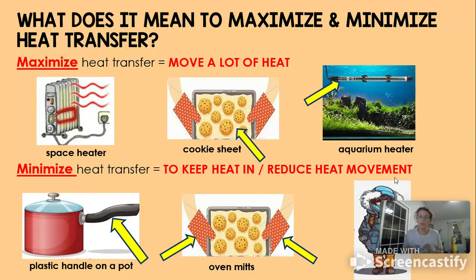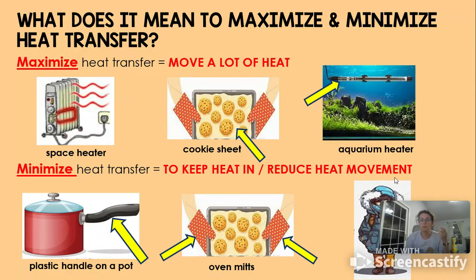Cookie sheets. If we're baking cookies, we don't want to put it on something that's not going to cook the cookie. We want that conduction to happen. Guess what it's made of? Metal. All right, and then let's think about our turtles right there. I told you that one way that we made sure those turtles stayed alive over the winter was I bought an aquarium heater. That is also going to maximize or move a lot of heat.